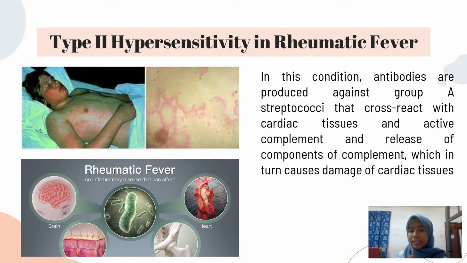It is hypersensitivity type 2 in rheumatic fever. In this condition, antibodies are produced against group A streptococci that cross-react with cardiac tissues, activate complement, and release components of complement, which in turn cause damage of cardiac tissue.